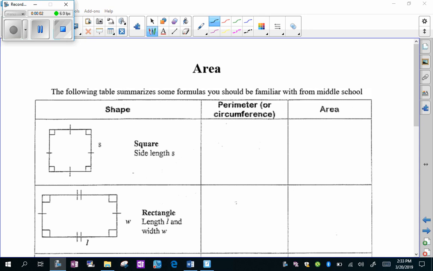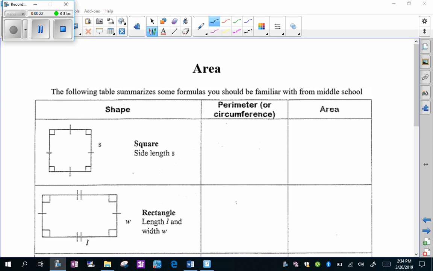In this video, we're going to talk about area and perimeter of different shapes. And this really should take you back to middle school and even before, in bringing back some of these different formulas that you've used in your past. So the first thing we're going to do is talk about the perimeter or circumference of these different shapes. The first shape that we're going to look at is a square.